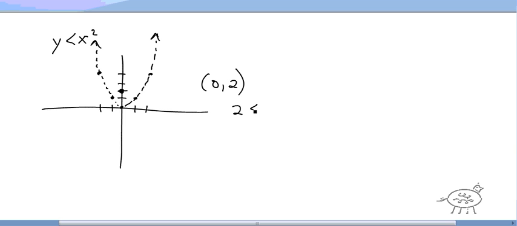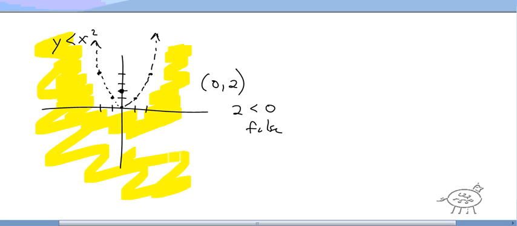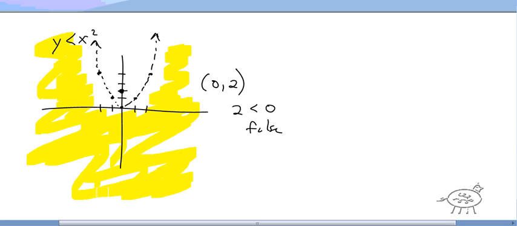2 is less than 0 squared, or 2 is less than 0. Is that true? No, that's false. So because that's false, I'm not going to shade where the dot is. I am going to shade away from the dot, on the outside. Okay, so I'm going to shade on the outside of this. And it's everything on the outside, just not on the inside.